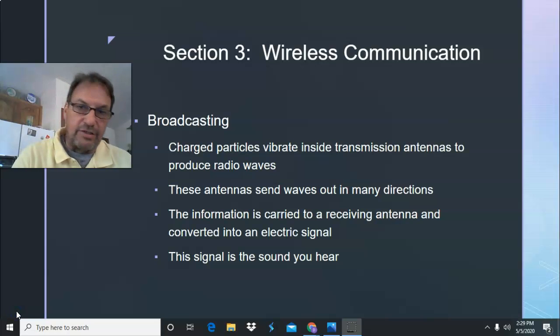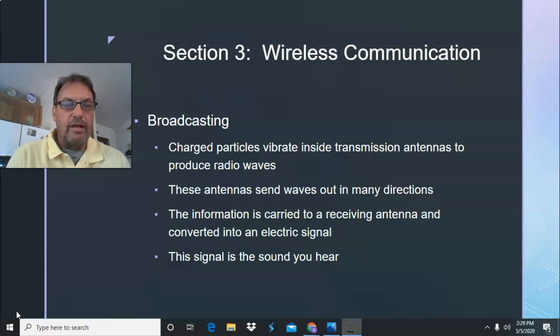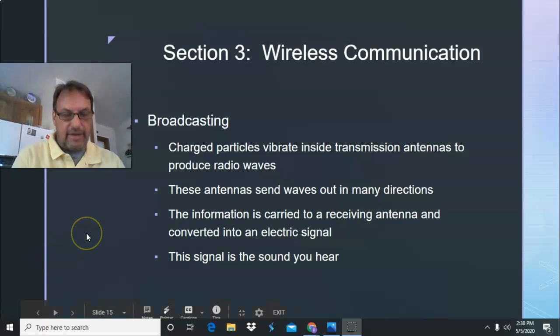Okay, and then finally, we're going to put this to use. And if you remember from our third standard, it was talking about communication and how the electromagnetic waves are used for communication. And so in broadcasting, there are charged particles that are vibrating inside a transmission antenna to produce the radio waves. Anyone who has ever been out running around one of these big antennas, you can sometimes hear them hum. And these antennas are sending out waves in many directions. So obviously, from that particular spot where the antenna is, it sends it out in all directions. This information is carried to a receiving antenna and converted into an electrical signal. And this signal is the sound that you hear.